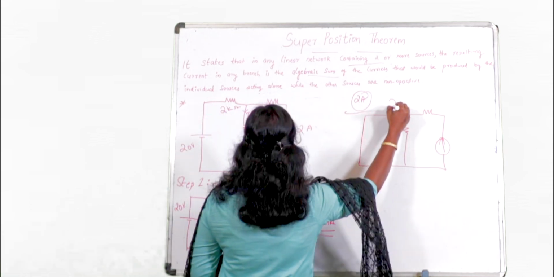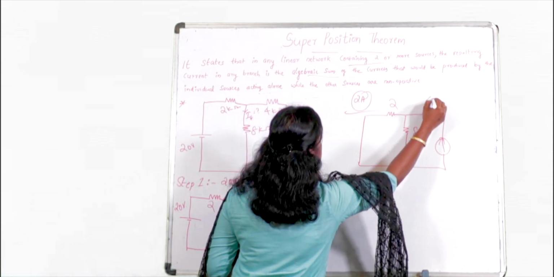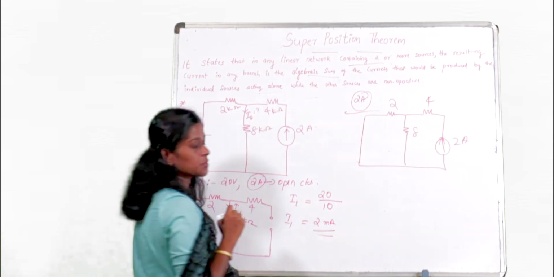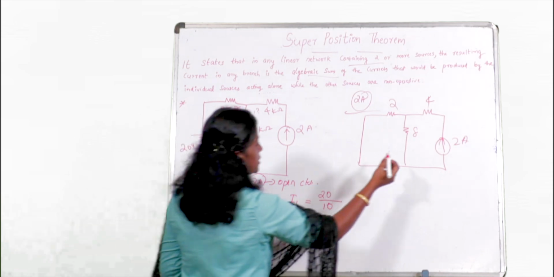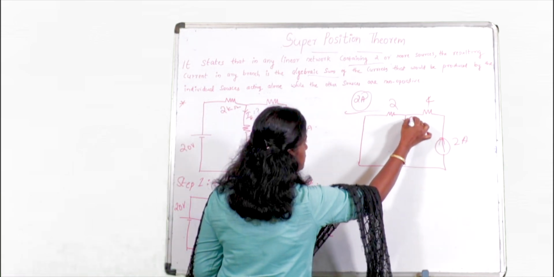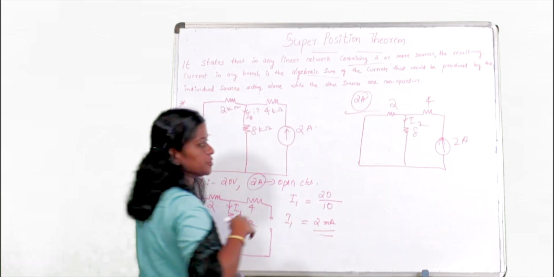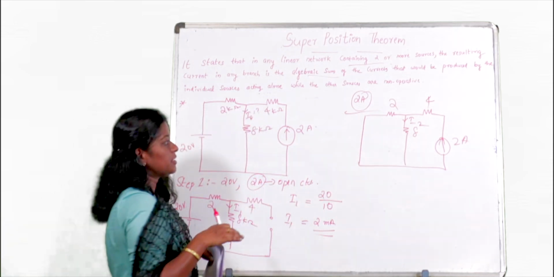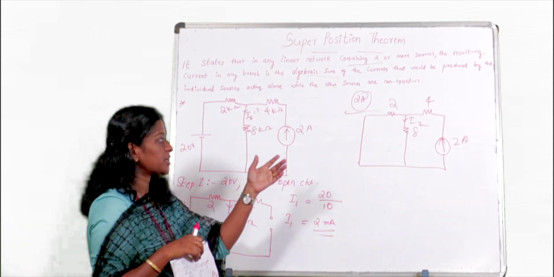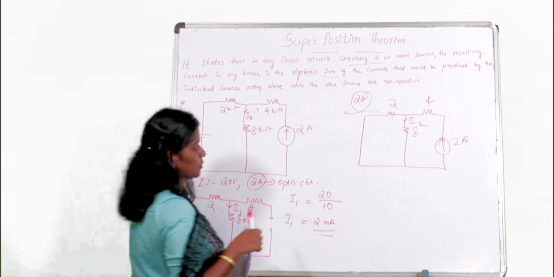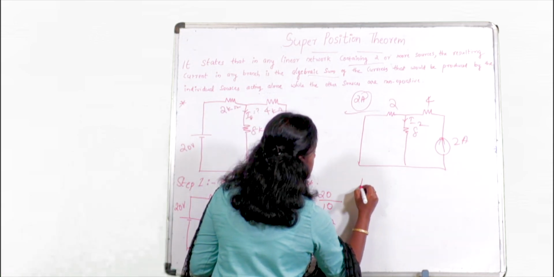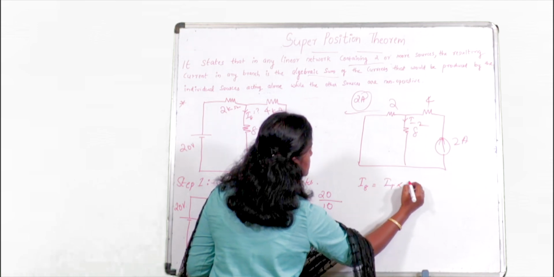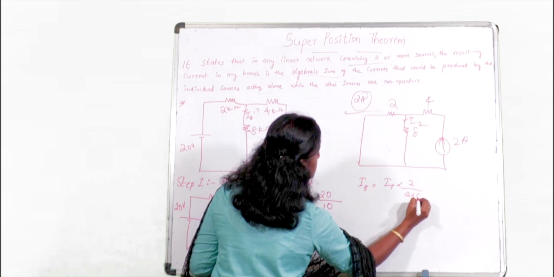So this is 2 kilo ohm, 8 kilo ohm and 4 kilo ohm, and this is a 2 ampere source. Here also we need to find the current flowing through 8 kilo ohm, let it be I2. Here we can apply the current division rule to find the current flowing through 8 kilo ohm. That will be equal to total current into 2 divided by 2 plus 8.